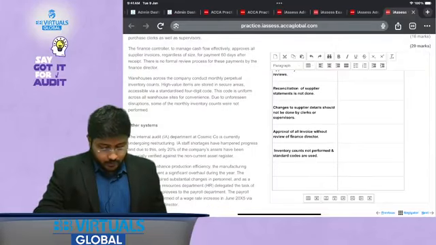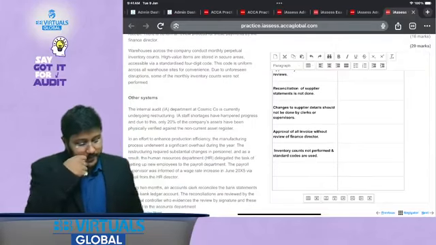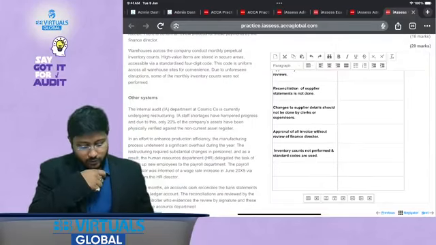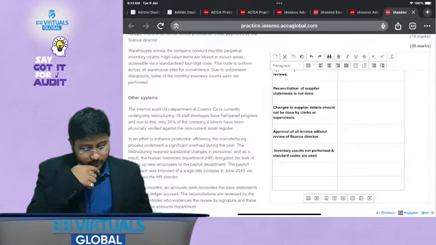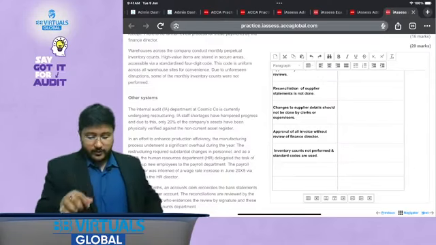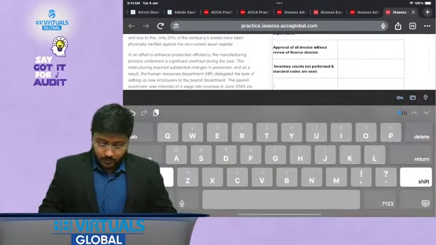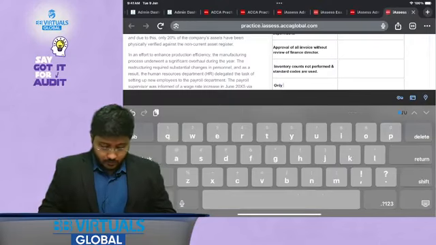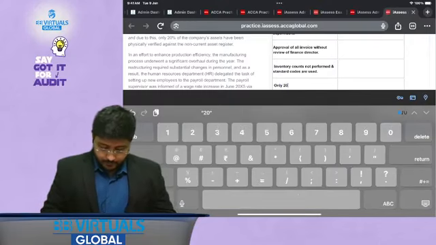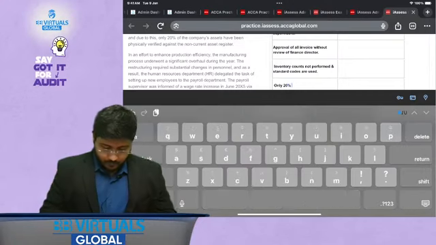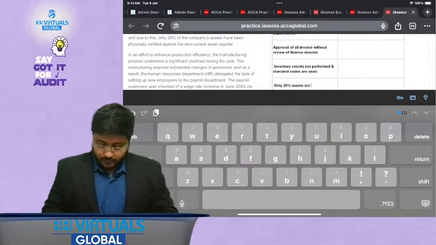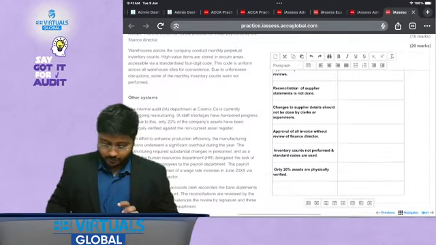Now, other systems. The internal audit department at Cosmic Company is currently undergoing restructuring. IA staff shortages have hampered progress, and due to this, only 20% of the company's assets have been physically verified. Okay, only 20% assets are physically verified, because of which there could be existence issues.